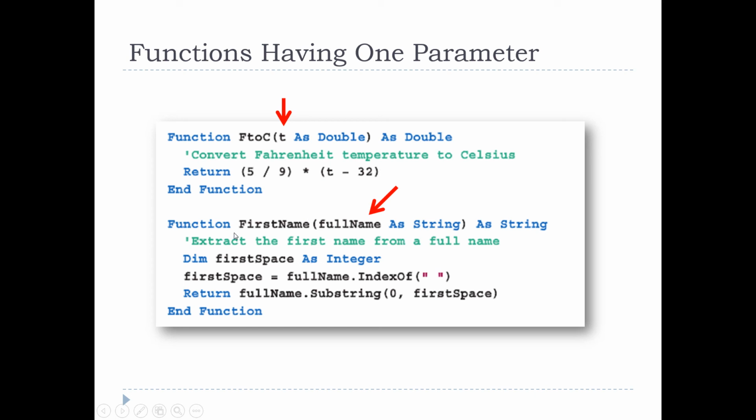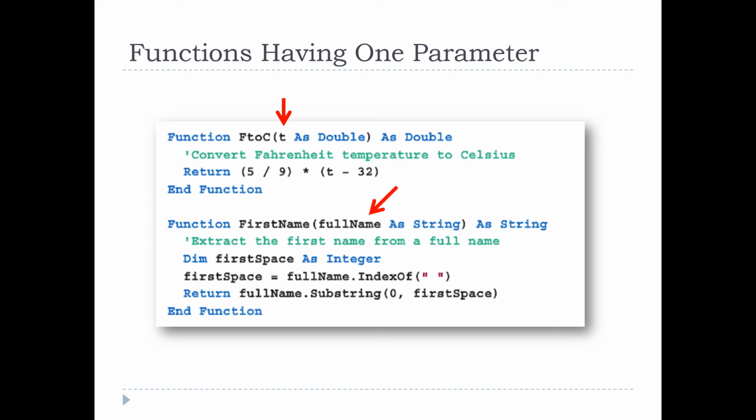So down here, we have another function. It's called first name. It takes a parameter called full name as a string type. This function also returns a string. Okay, so inside this function, just like any subroutine we did earlier, you can have all kinds of variable names you want. It's a local. This full name here is local to this function. This T is local to this function only.